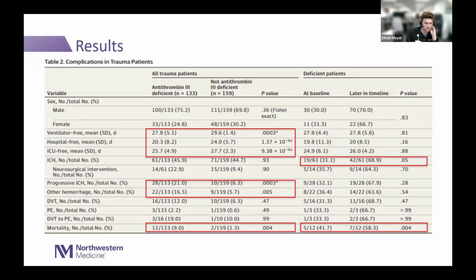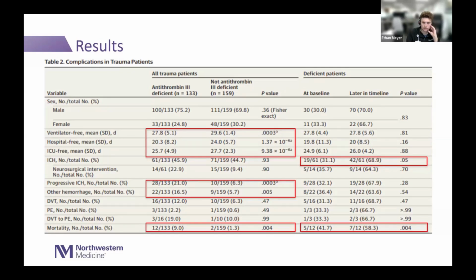These are the statistically significant values. So the ventilator-free, hospital-free, and ICU-free days were all significantly more in the non-deficient group. So these patients that were not antithrombin deficient spent less time on the ventilator, less time in the hospital, less time in the ICU. Progressive intracranial hemorrhage and other hemorrhage were both increased in the antithrombin deficient group.